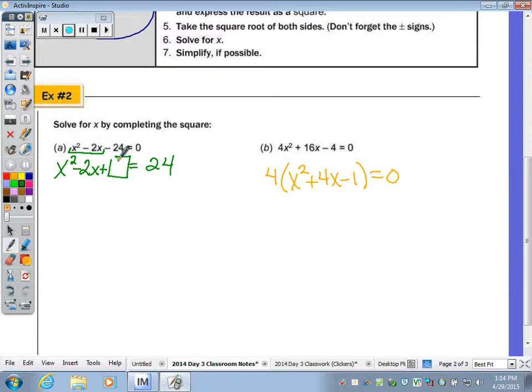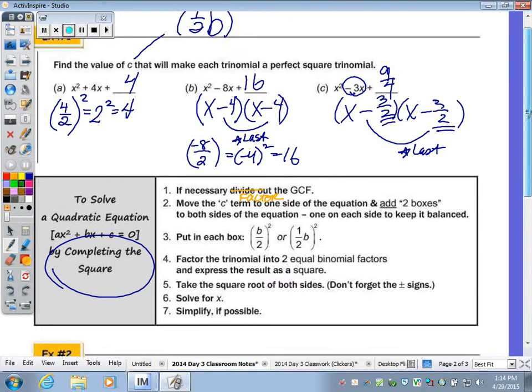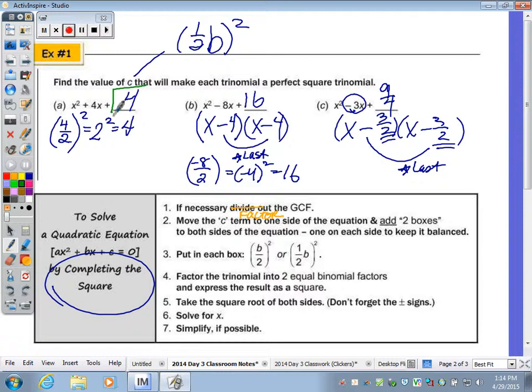This is also called the box method. Some teachers call it the box method. Again, the box is your placeholder. So from parts A, B, and C at the top, this is the box.